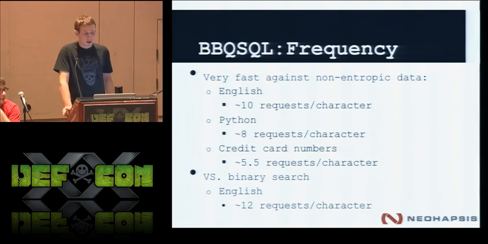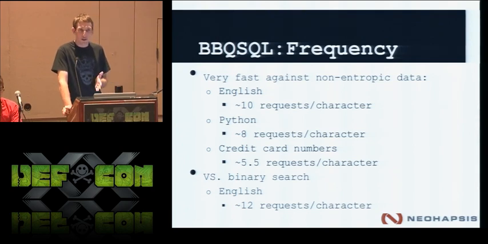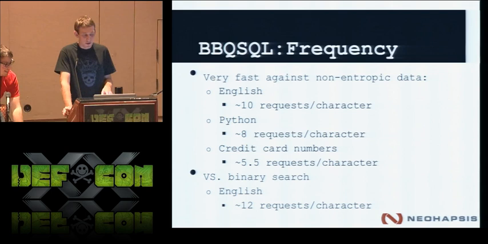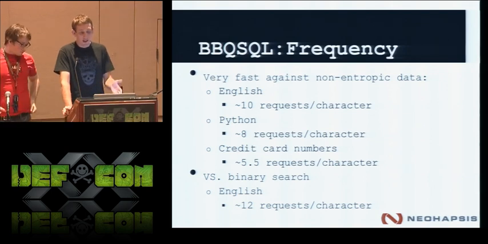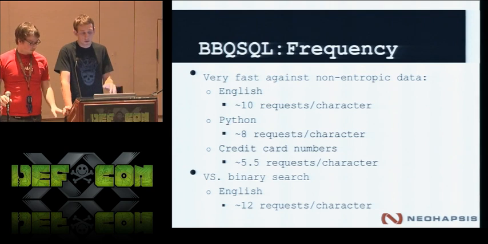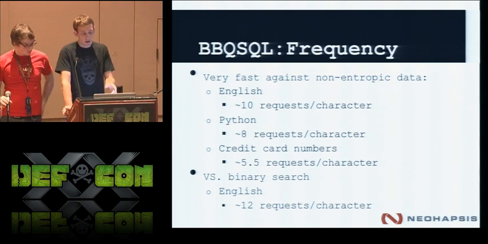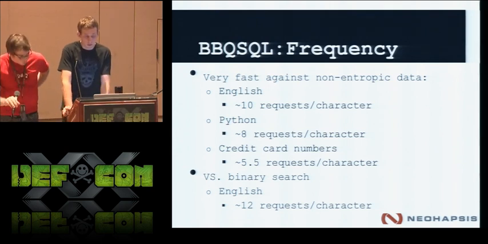Credit card numbers, I got about 5.5, which is kind of funny because with a normal linear search, you'd expect to get 5 exactly, but somehow I managed to get 5.5. So not quite as good. Yeah, I kind of screwed that one up, I guess. But when you compare it to a binary search with English, you get 12 requests per character, so you get a slight performance improvement.